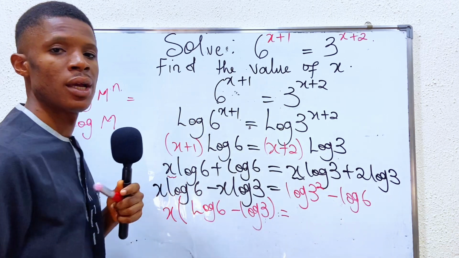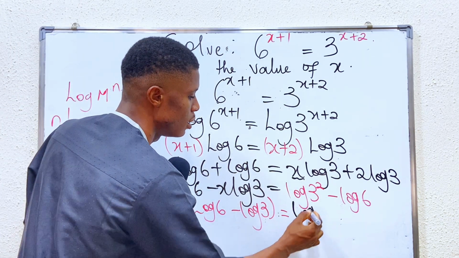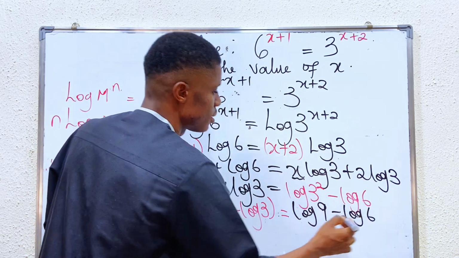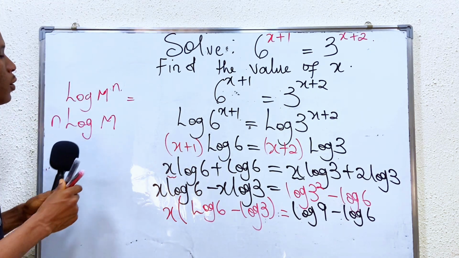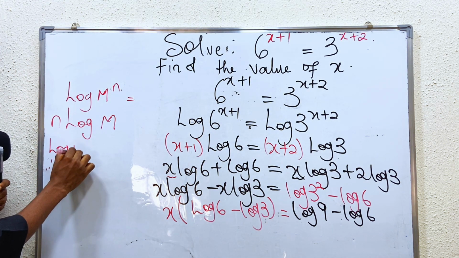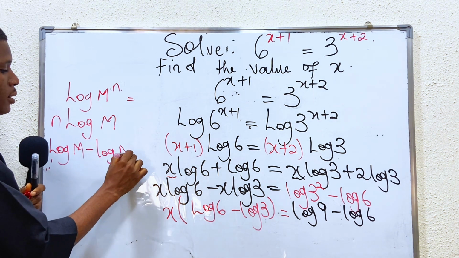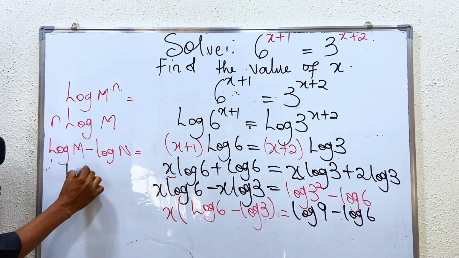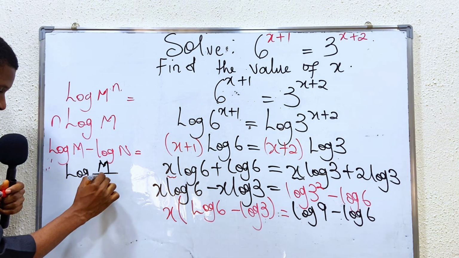When you have 3 squared, it's simply 3 times 3. So we can write it as log 9 minus log 6. Okay? At this stage, what do we see? From another law of logarithm, which says that whenever we are subtracting logarithms of the same base, like log m minus log n, we can take it as what? Since at a common base, we just have to divide the numbers.